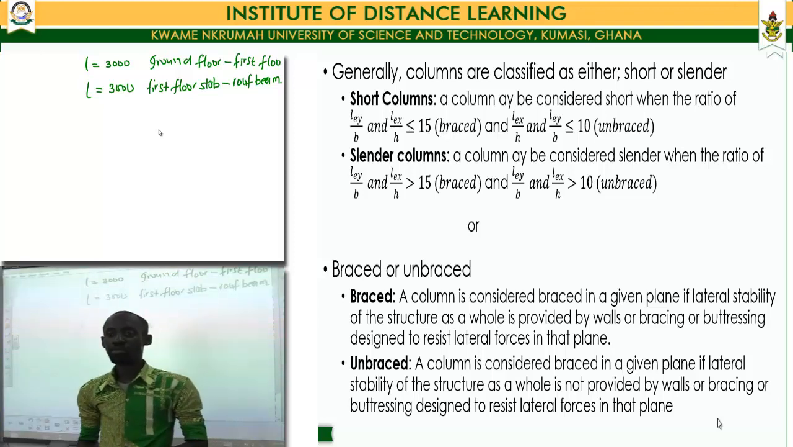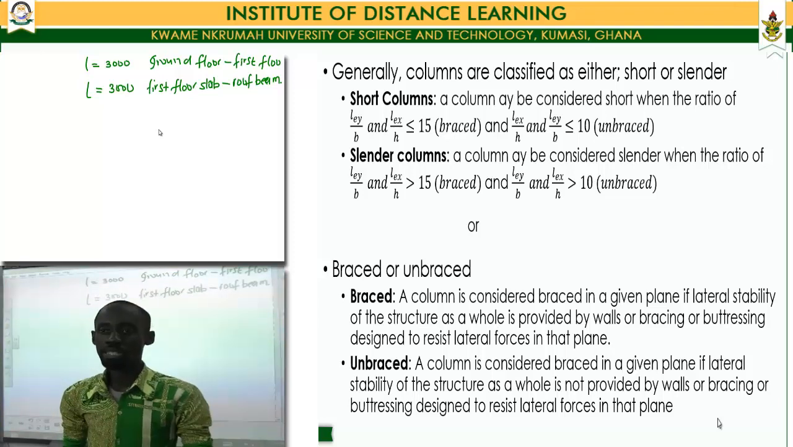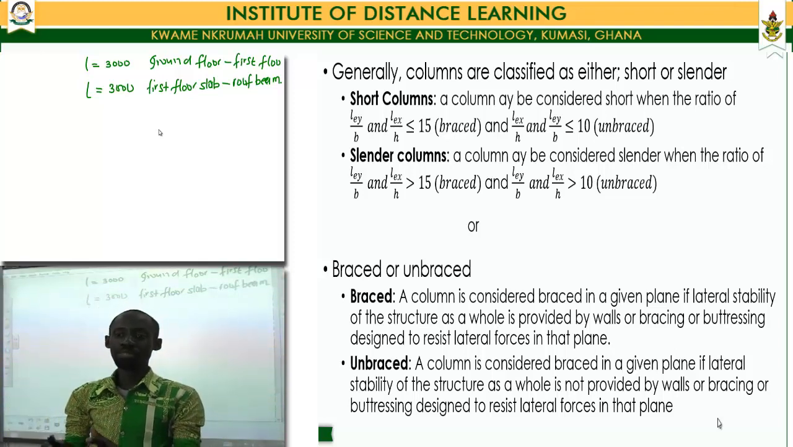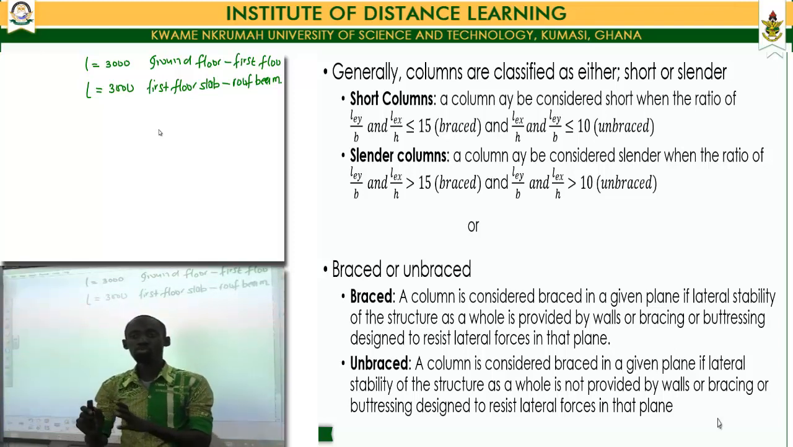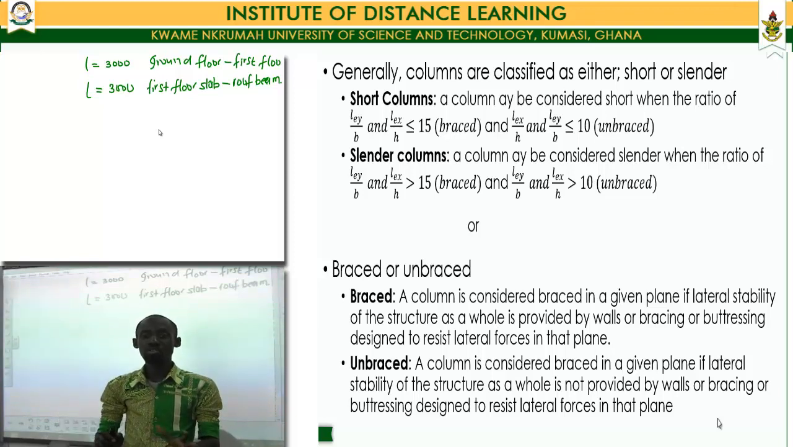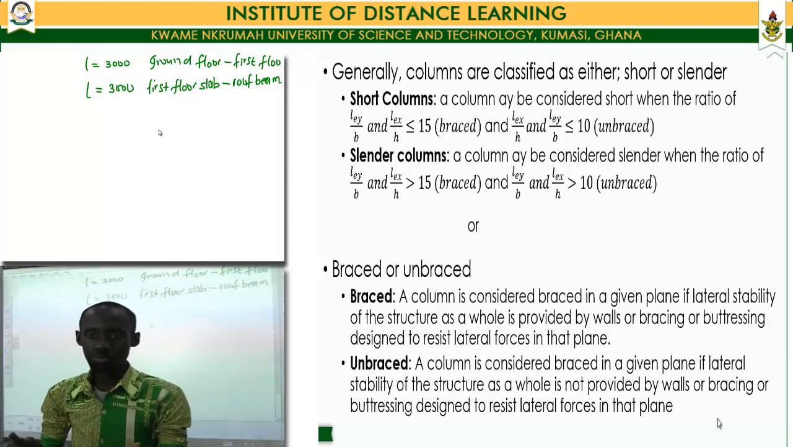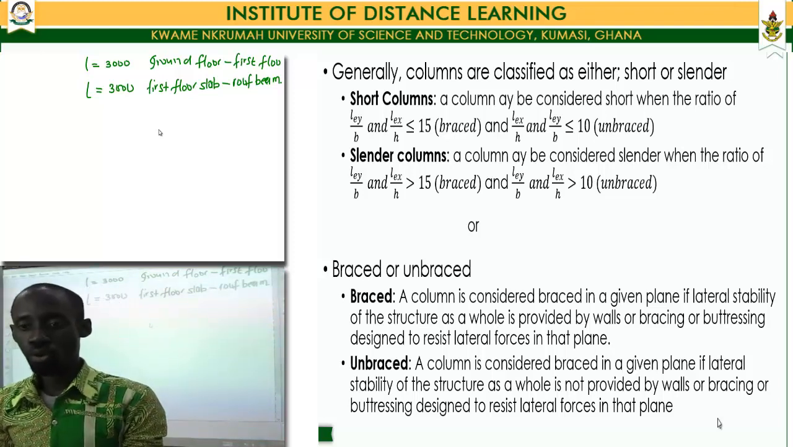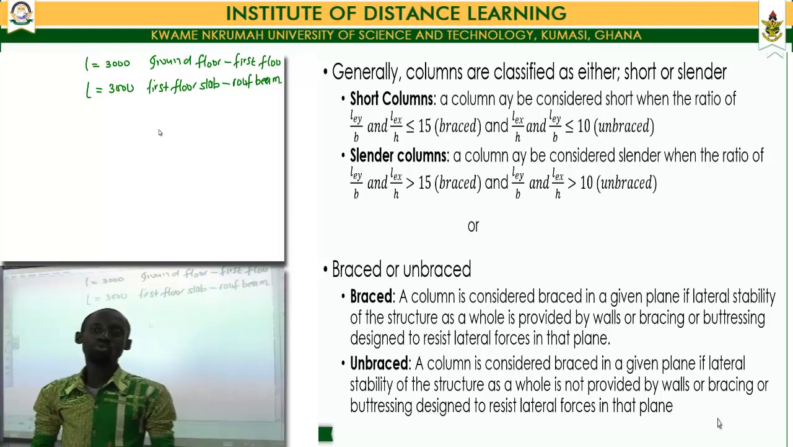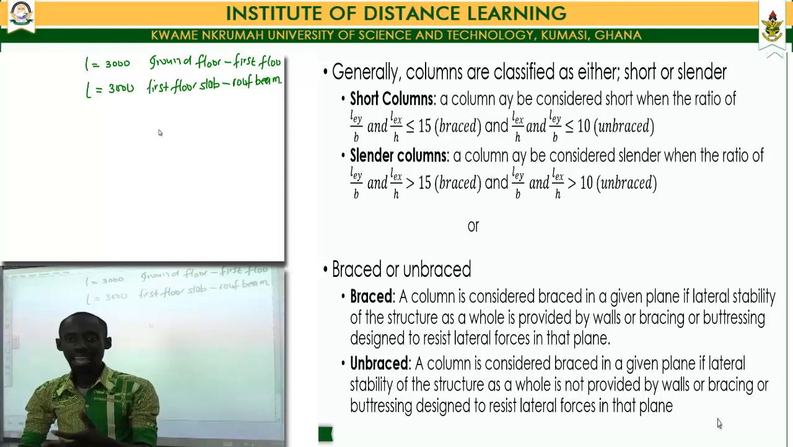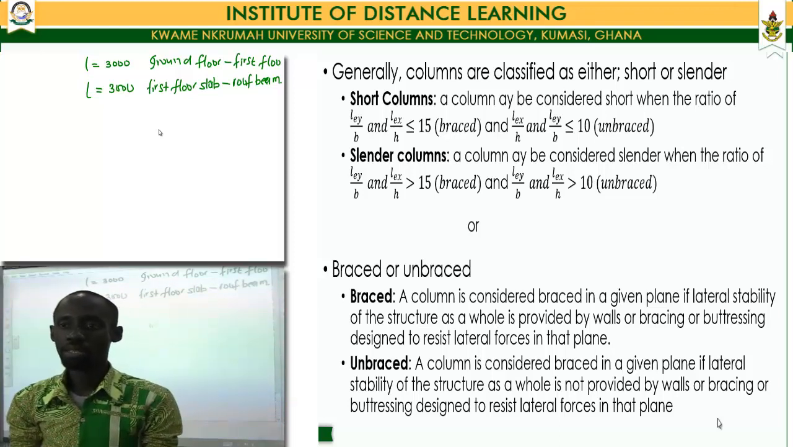Now, considering the type of building we are designing, our residential building, it can be seen that no such element has been designed within the building to resist lateral forces. So our columns within the building can be termed as what? As being unbraced. So for the design we are going to do, we are aiming at designing a column which is short and unbraced.